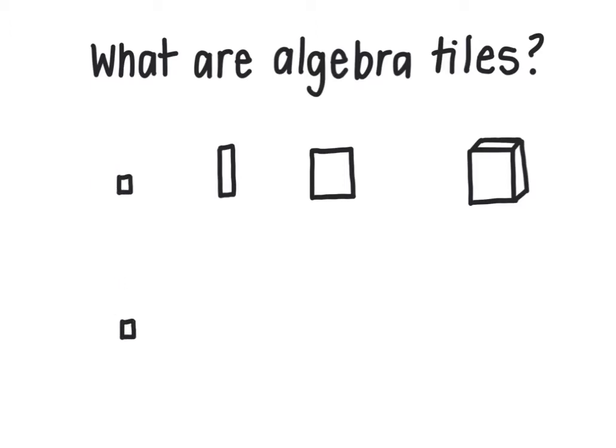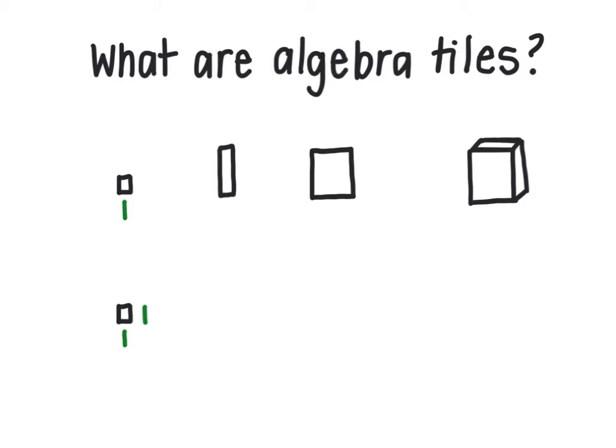We'll start with this algebra tile, which is the 1 tile. It gets its name because it has an area of 1. It has a width of 1 and it has a length of 1. So when we multiply 1 by 1, we get an area of 1. This is the 1 tile.